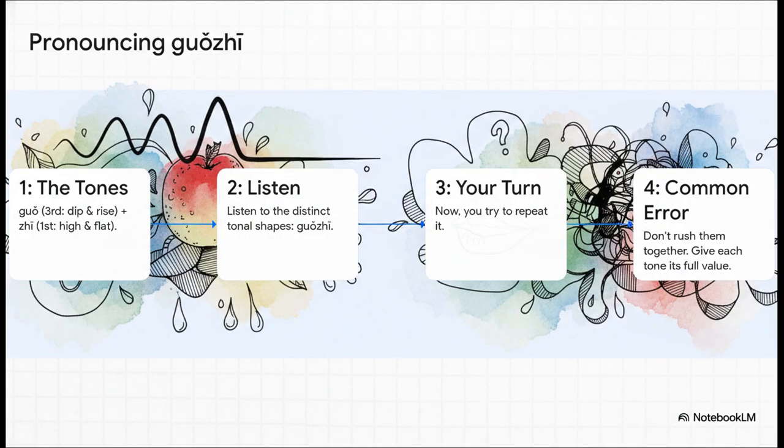All right, let's practice saying this one, because this tone combination is really important. We have a third tone, our dip and rise, followed by a first tone, which is high and flat. So the first part goes down and up, and the second stays high. Listen, 果汁. You can almost feel the shape of it. 果汁. Okay, your turn.